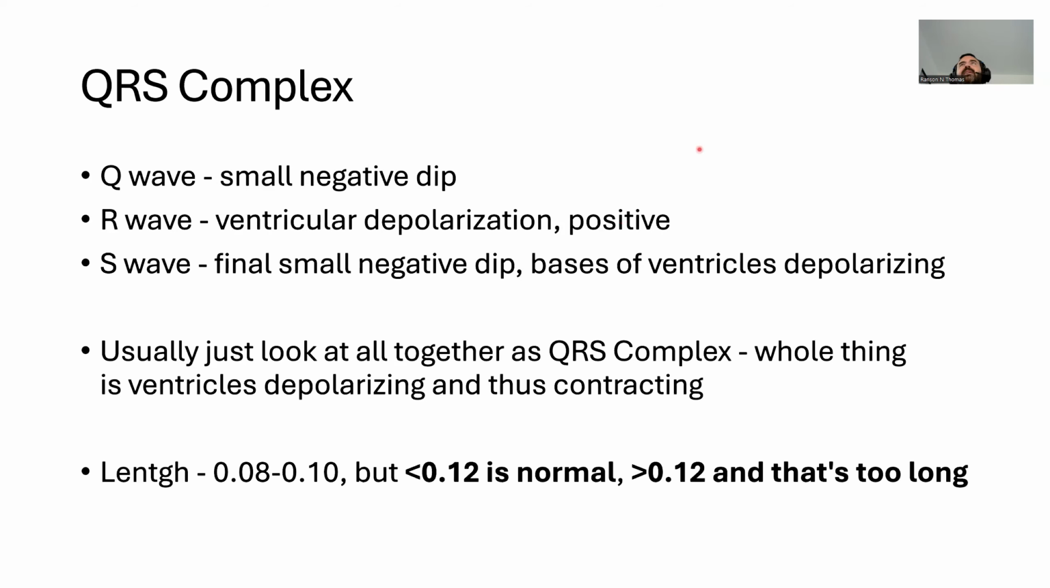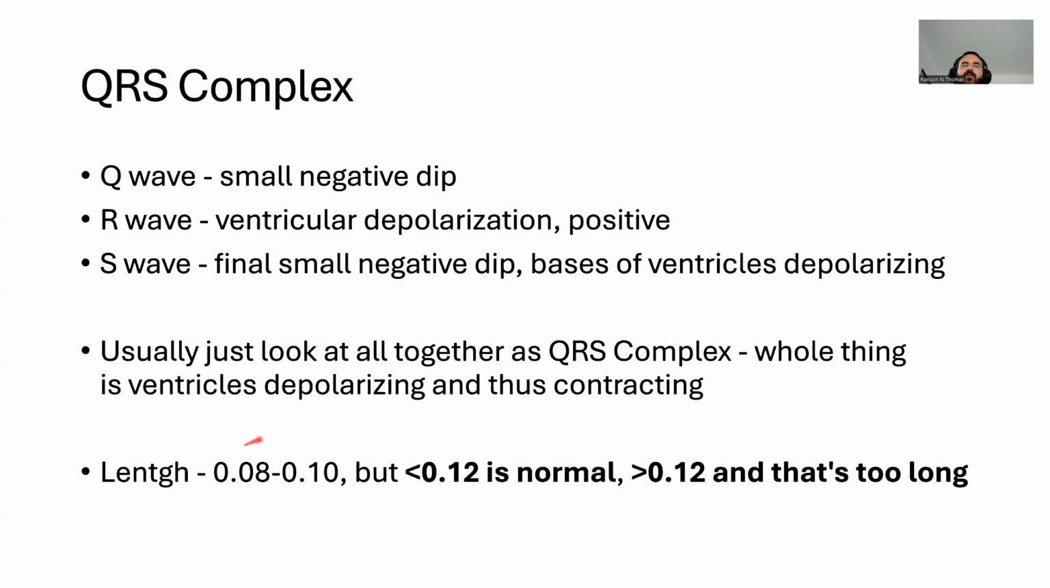This is effectively the ventricle contracting, right? And then the S wave is a final small negative dip that comes off the ventricles depolarized. So again, we usually look at the whole complex. We don't look at each individual part, but there might be situations where you look at height.